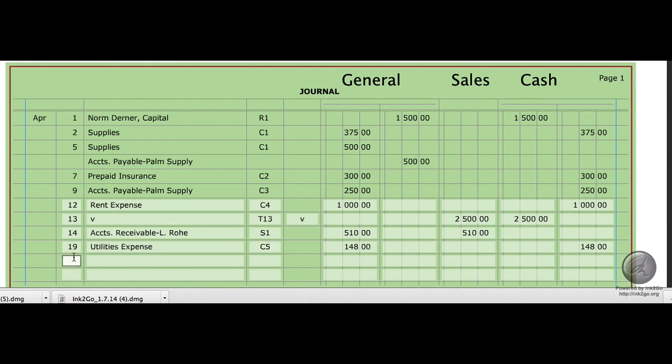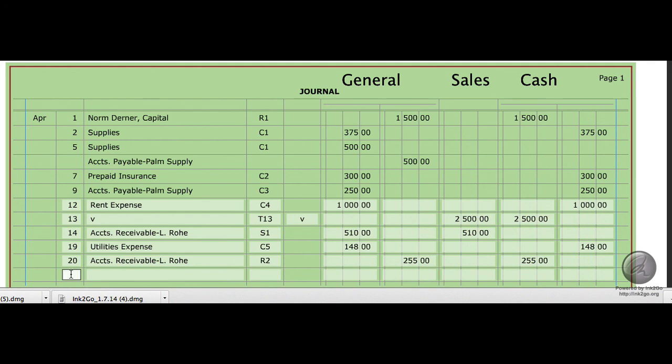On the 20th, I received cash on account from Al Rohi, $255, R2. The asset account cash increased by a debit of $255, while the asset account accounts receivable Al Rohi decreases by a credit of $255. Account title is going to be accounts receivable Al Rohi. I am crediting here and debiting my cash. So I'm gaining cash from him. Last step for this transaction is my R2 as my source document.